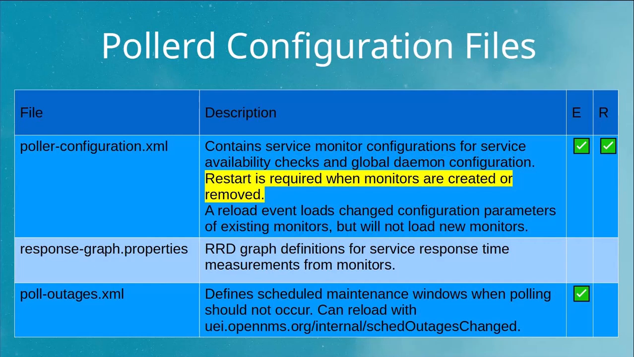Response-graph.properties contains the RRD graph definitions for service response time measurements from the monitors. Poll-outages.xml defines scheduled maintenance windows when polling should not occur. This can be reloaded with the event shown.